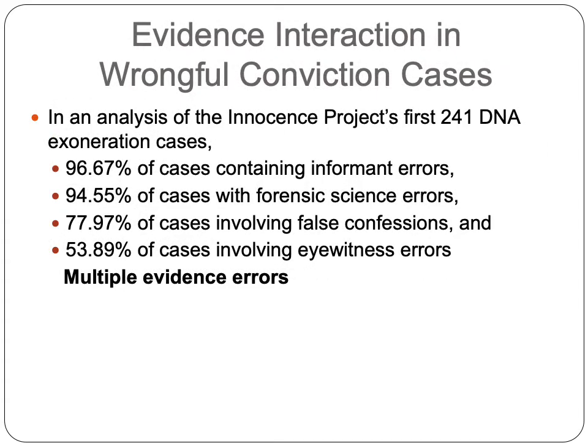In an analysis of the Innocence Project's first 241 DNA exonerations in wrongful conviction cases, 96.6% of cases contained informant errors. So virtually all of them. 94.5% of cases had forensic science errors. So virtually all of them. 3/4 of cases involved false confessions, and about half of the cases involved eyewitness errors, which means clearly there's a lot of overlap on the different types of errors that are present in wrongful convictions, right?